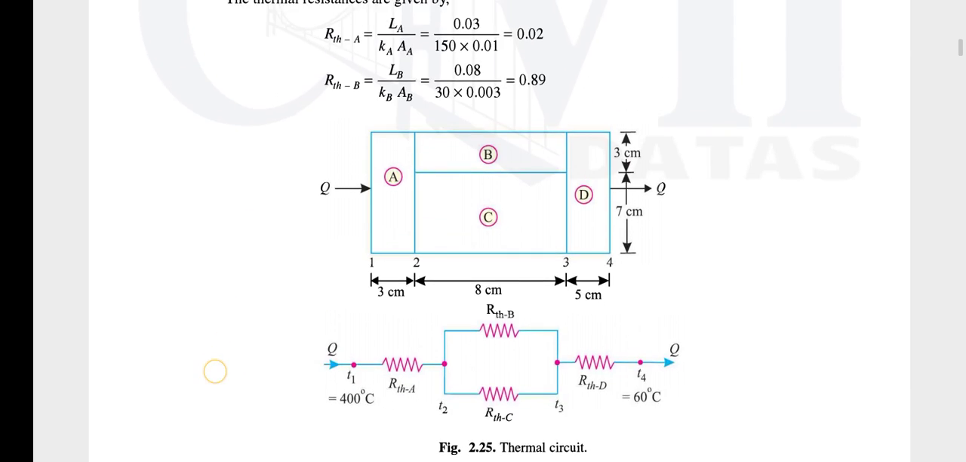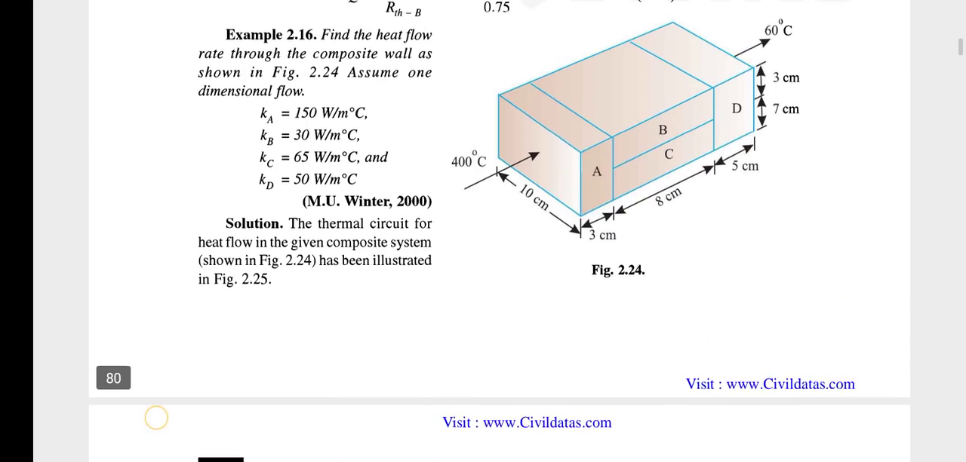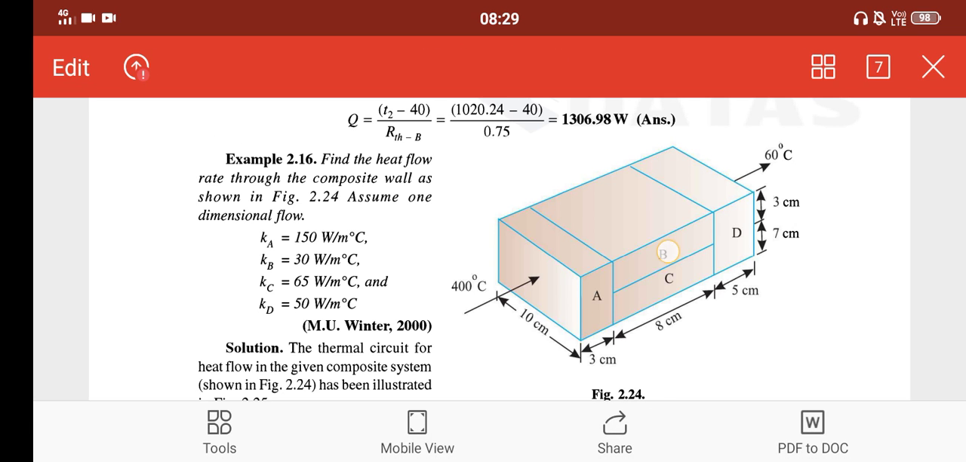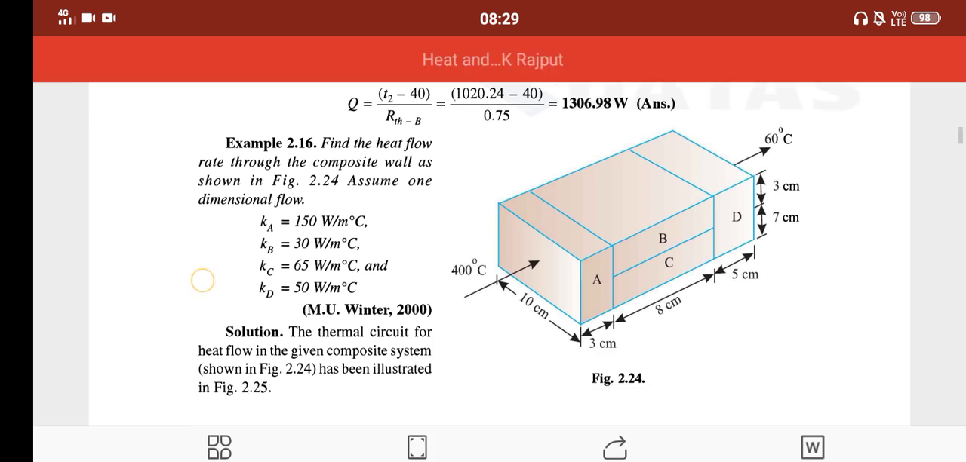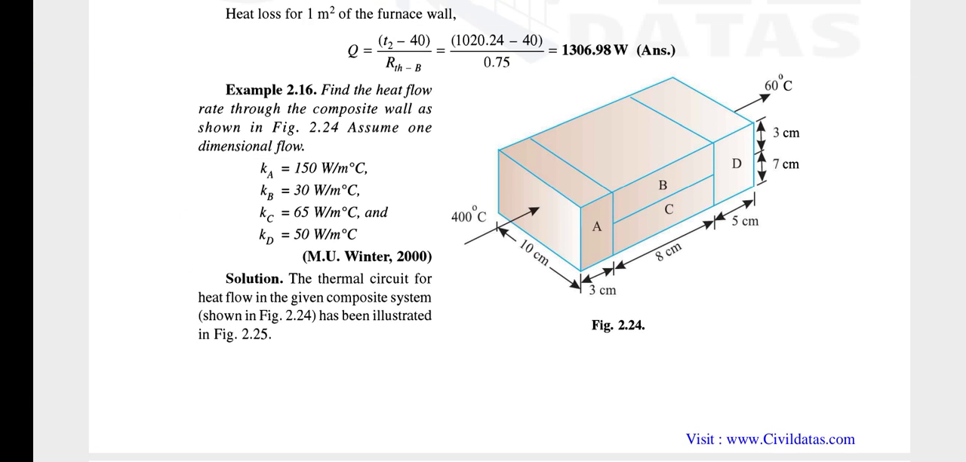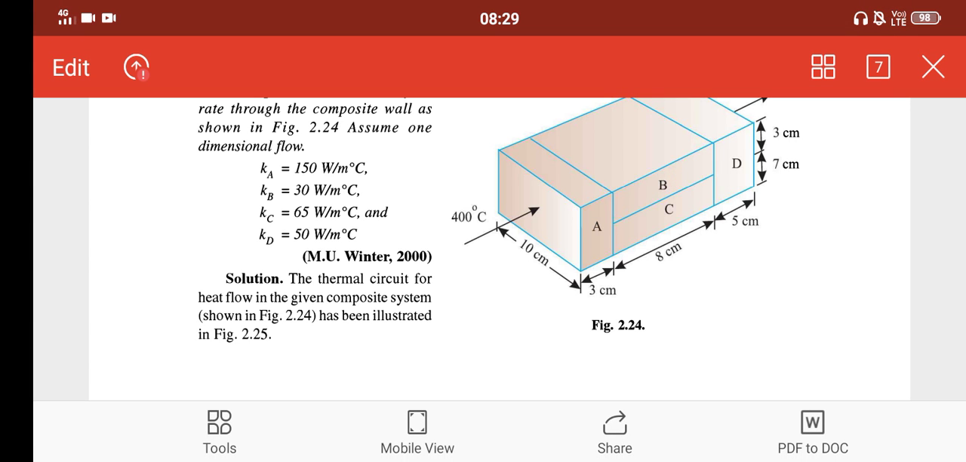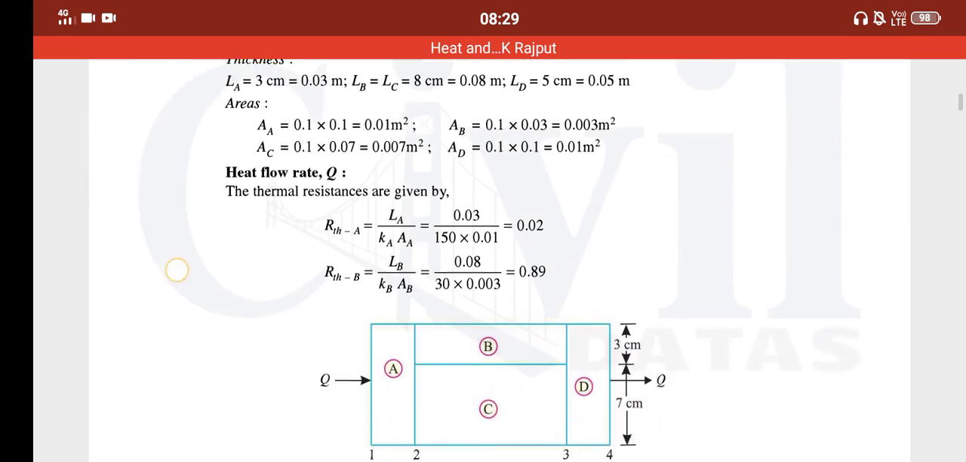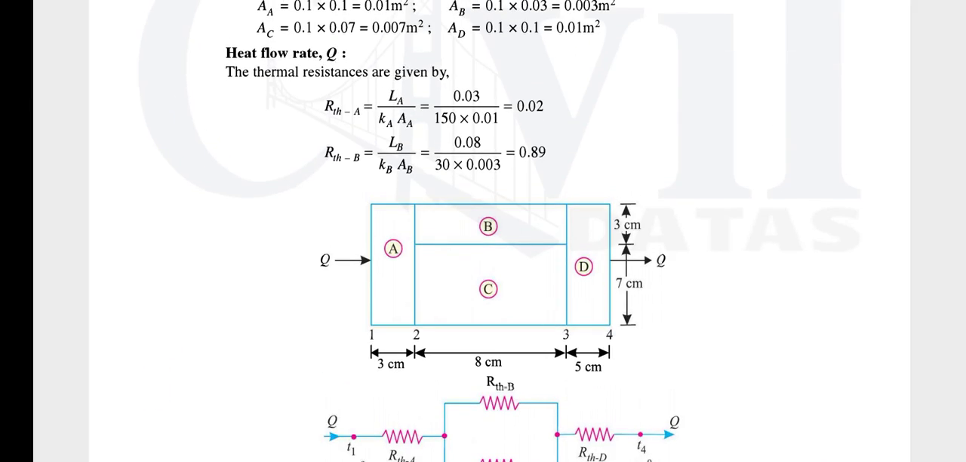find. And now see, now what? These two are in parallel, these two are in series. So 1 upon R thermal B plus 1 upon R thermal C is equal to 1 upon R thermal equivalent. So first we have to find R thermal B, LB upon KB into AB. And R thermal C is LC upon KC into AC. So see, it is given here.